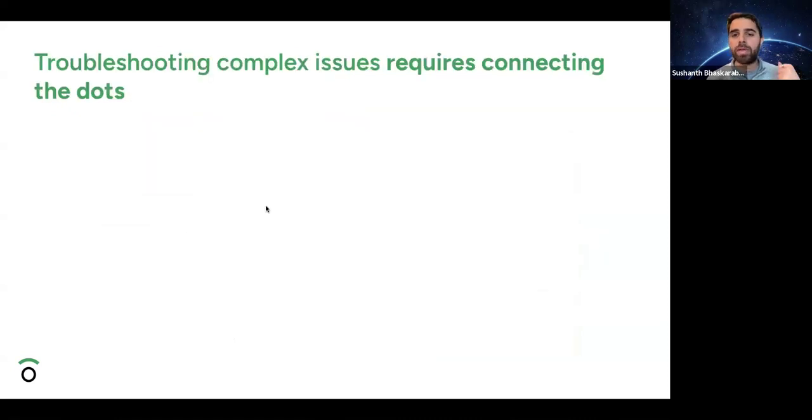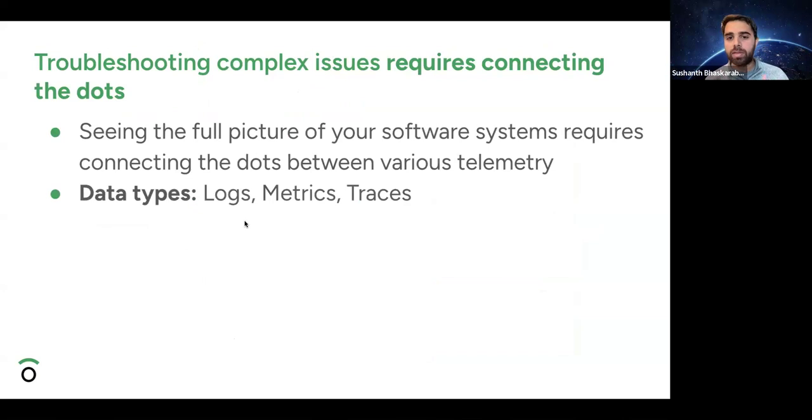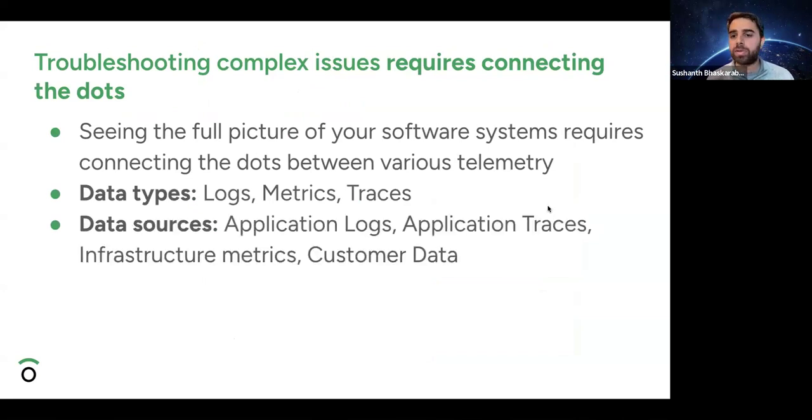We also know that troubleshooting complex issues requires connecting the dots. It really involves looking across telemetry sources and layers of the stack. This could be data types like logs, metrics, and traces, but also sources. Telemetry that's coming from application logs, traces if you have tracing implemented, infrastructure metrics, which could be hosts or Kubernetes, and even customer data, which may be none of the above, but just static information that's stored about your customers.